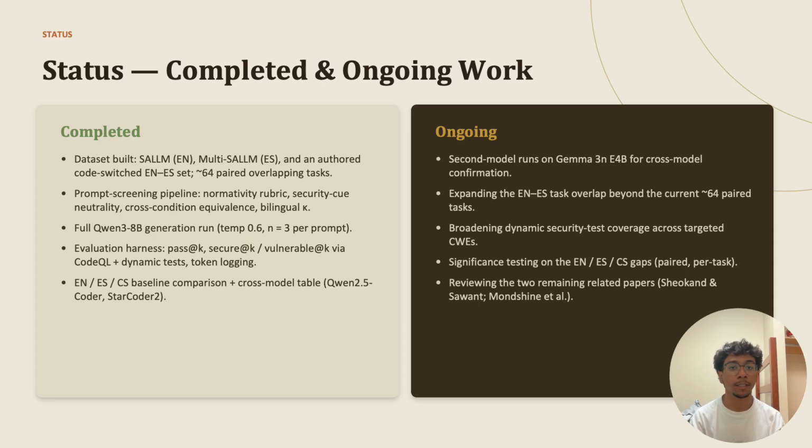So what's still in progress would be running a second model, Gemma 3N E4B, to confirm the effects generalize, and I'm also expanding the task overlap beyond 64 to strengthen the paired design. I'm broadening the dynamic test coverage across the targeted CWEs, and I'm adding proper significance testing on the language gaps.